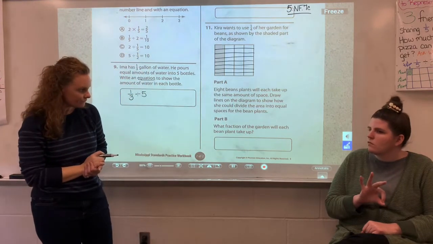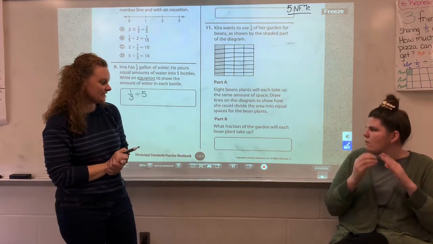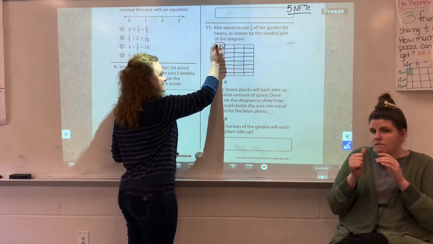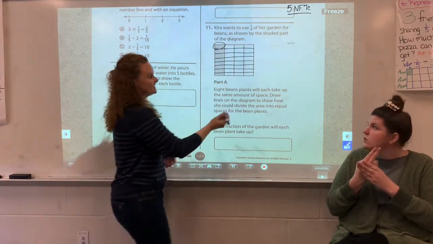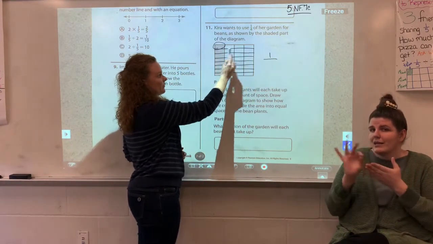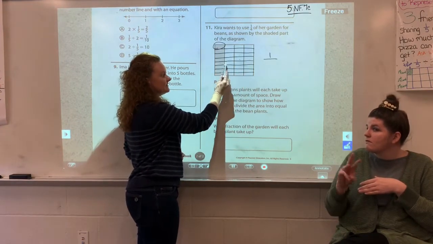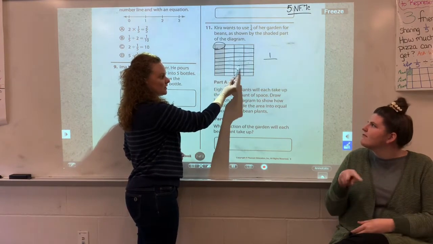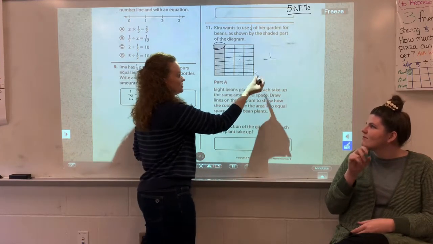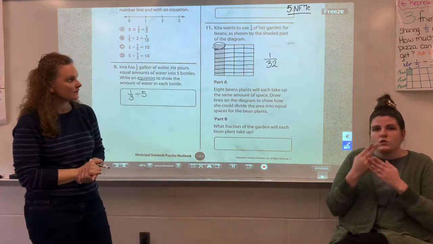All right. What fraction of the garden will each bean plant take up? So each bean plant will take up this fraction of the garden. That fraction is a 1 out of how many? Well, we could count all of these, which would be 1, 2, 3, up to 32. Each bean plant will take up 1/32 of the garden, okay?